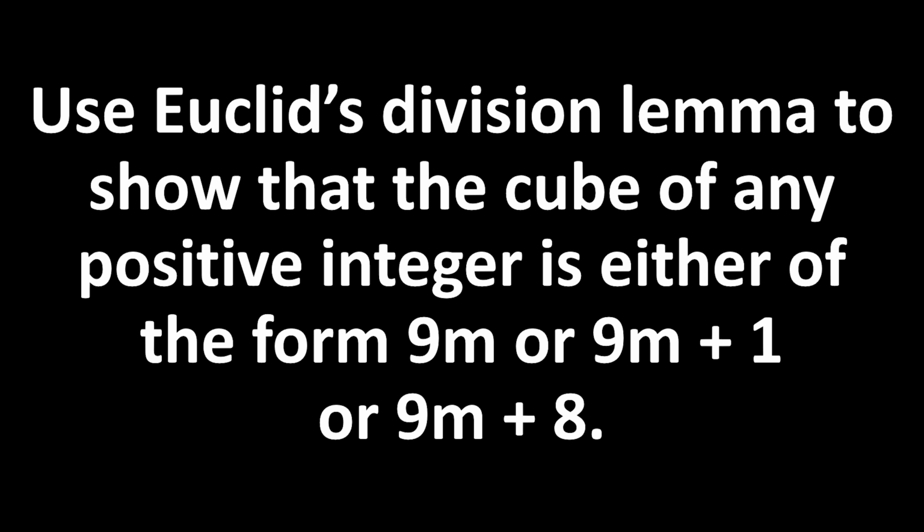Question number 5 of exercise 1.1. The question is, use Euclid's division lemma to show that cube of any positive integer is either of the form 9m, 9m plus 1 or 9m plus 8. So we have to express the cube of any positive integer in either of these forms, either 9m or 9m plus 1 or 9m plus 8. Let's go through the solution.